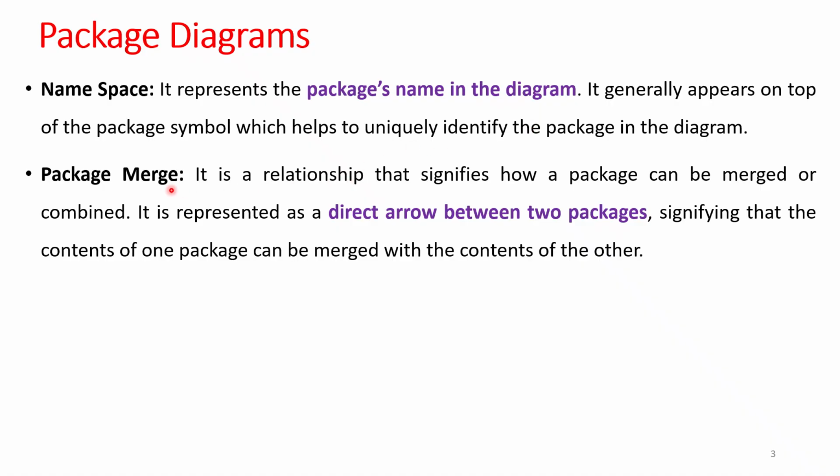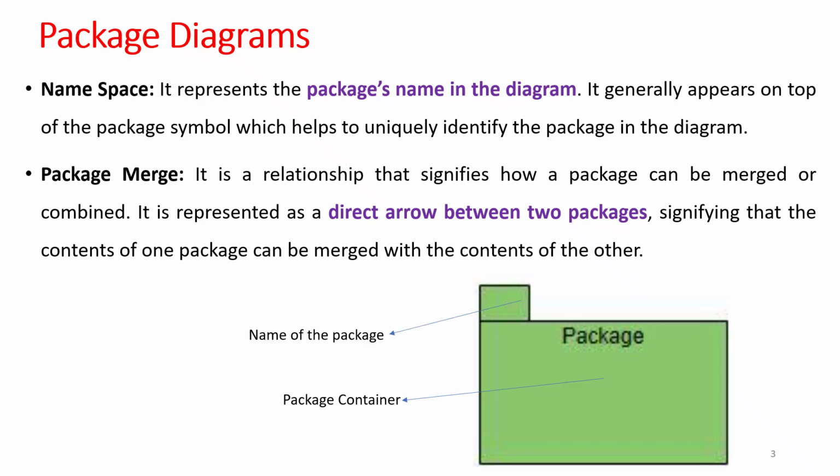So how can we merge the different types of packages? It can be done. There is a relationship that signifies how packages can be merged, combined, or joined. It is represented using a direct arrow between the two packages, which signifies that the content of one package can be merged with the content of the other. That is the package merge.